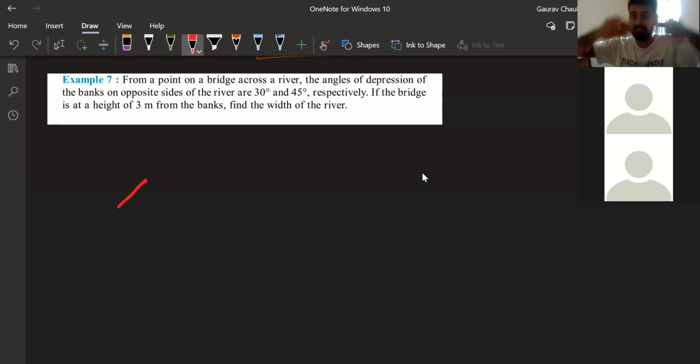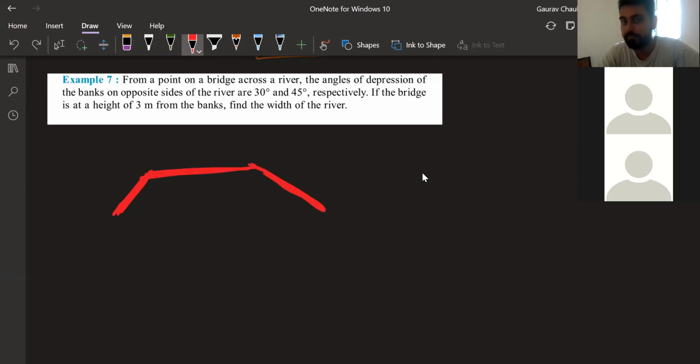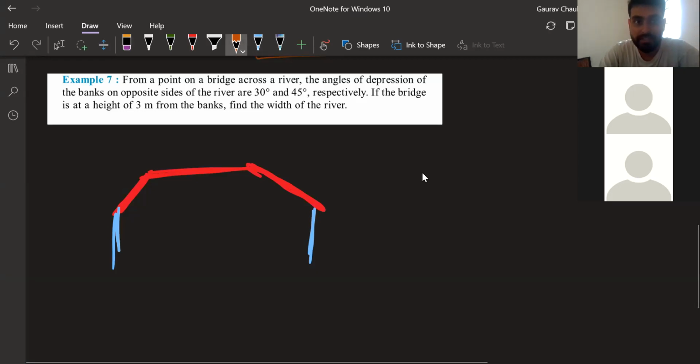Now I'm going to draw a view in front. Suppose this is my bridge. I'm looking from the river, at the situation. This is my river. This is my river bank. The red thing is my bridge. Now there is a point here on this bridge. Let's call this point P.